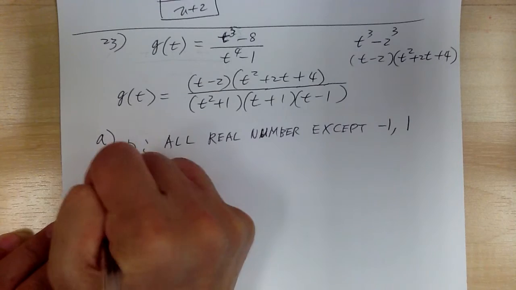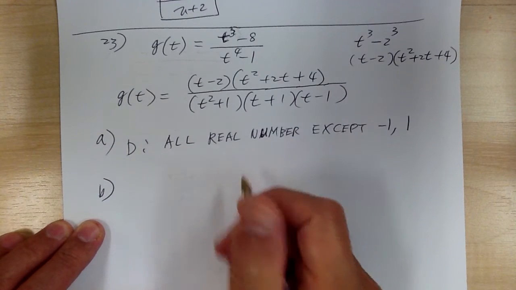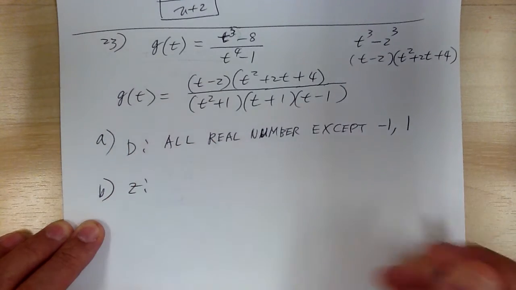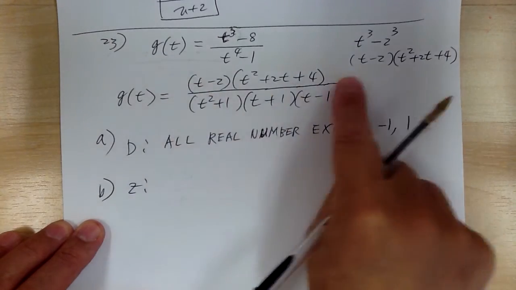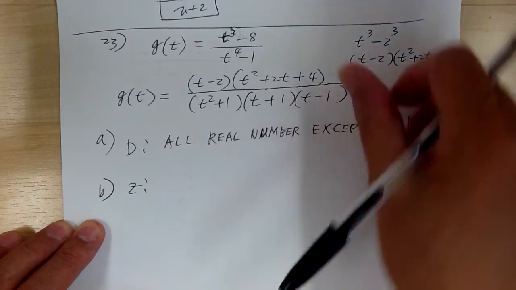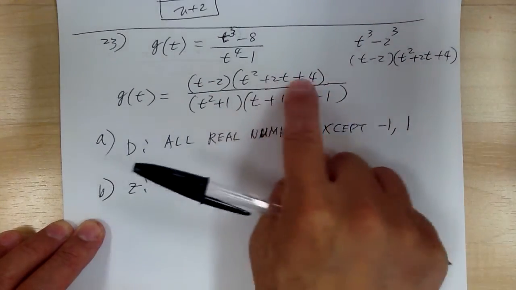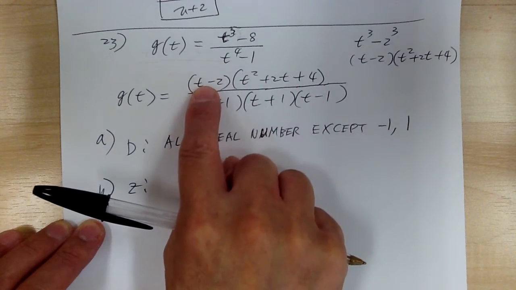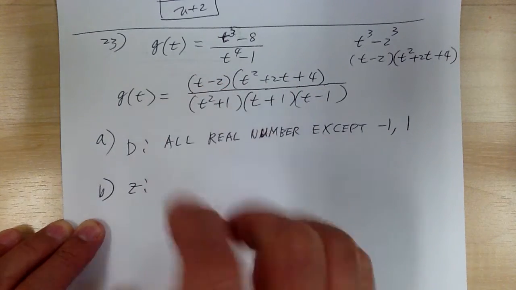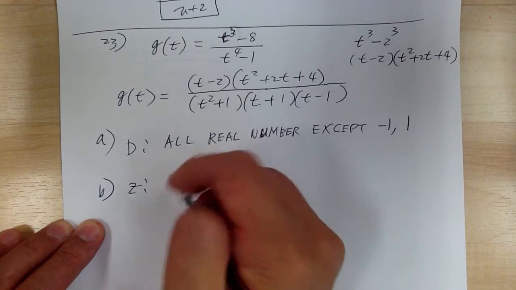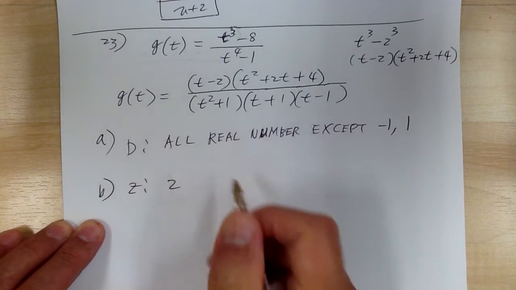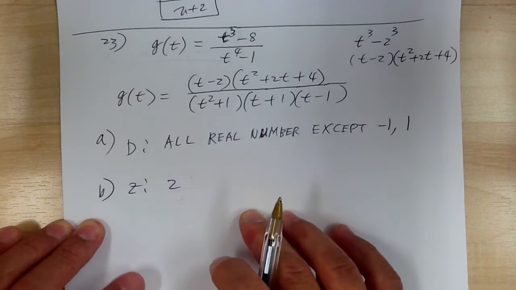Okay, now let's go to B. You're looking for the zeros. To look for zeros, you set the top equal to 0. So in this case, you're not going to get a 0 from here. So if you set it equal to 0, the answer will be equal to 2. Okay, and so that's it. So the zero would be 2. So those are your answers.